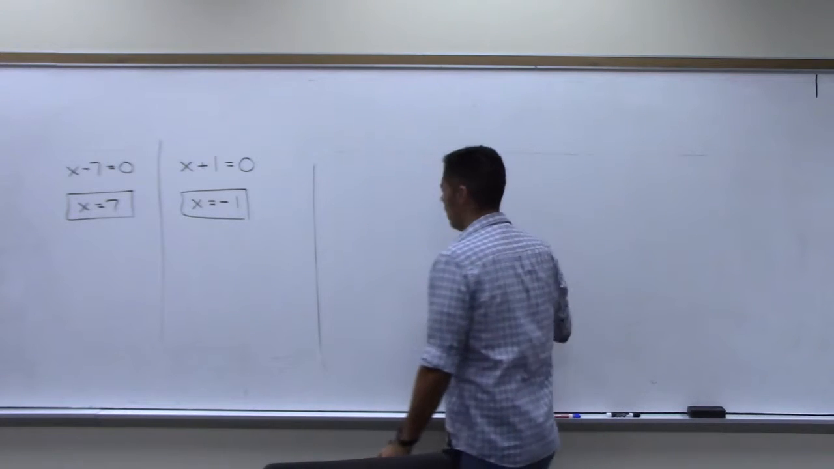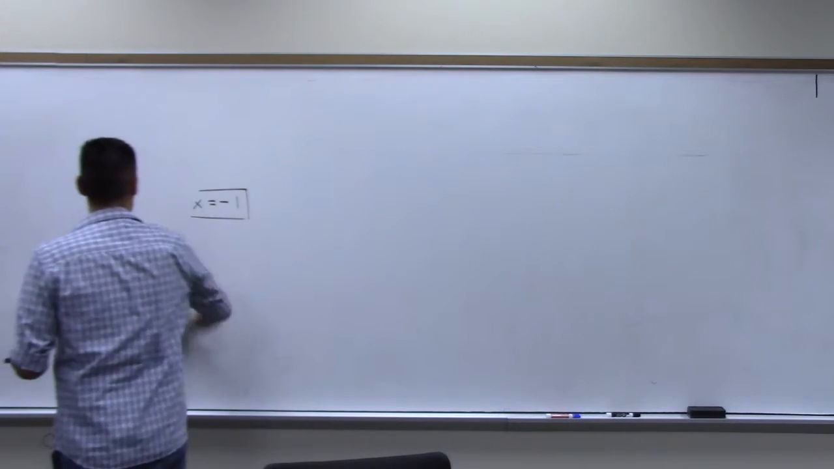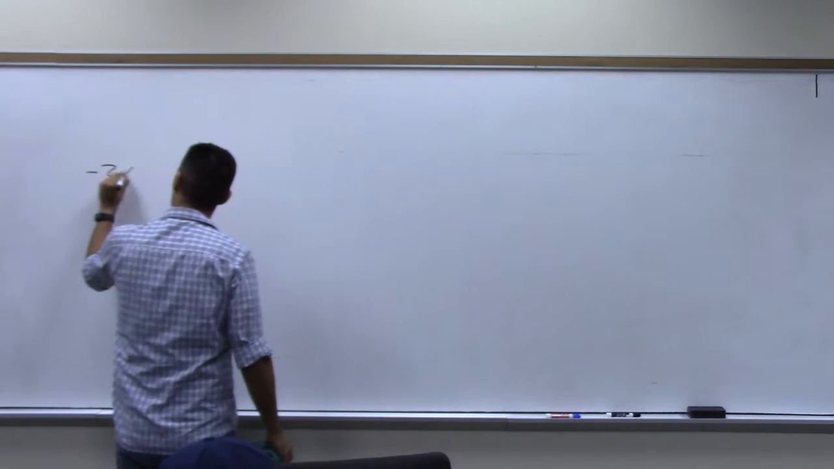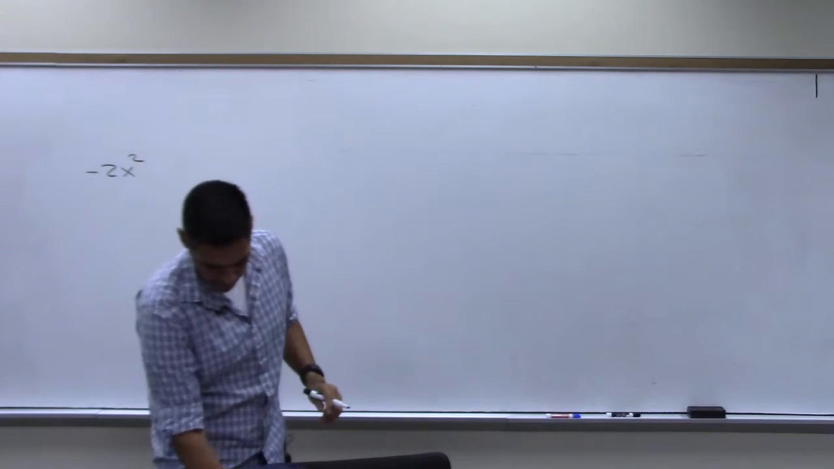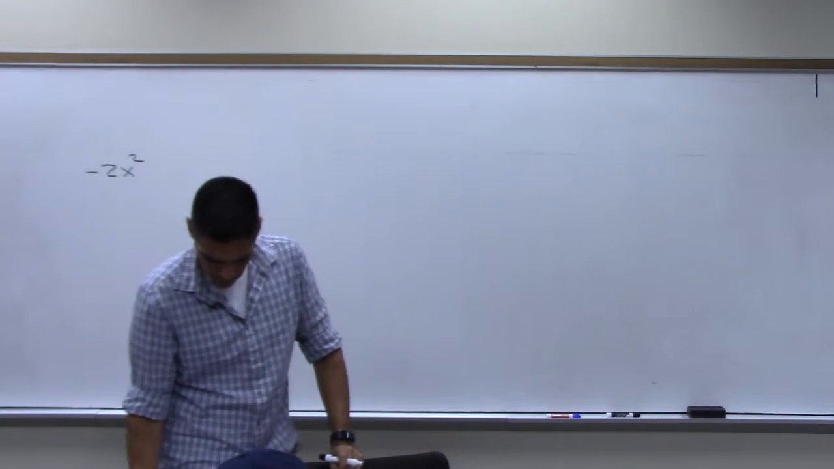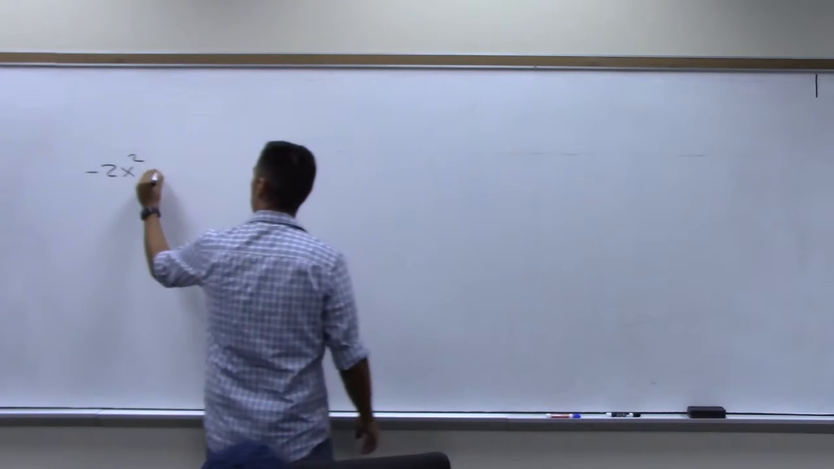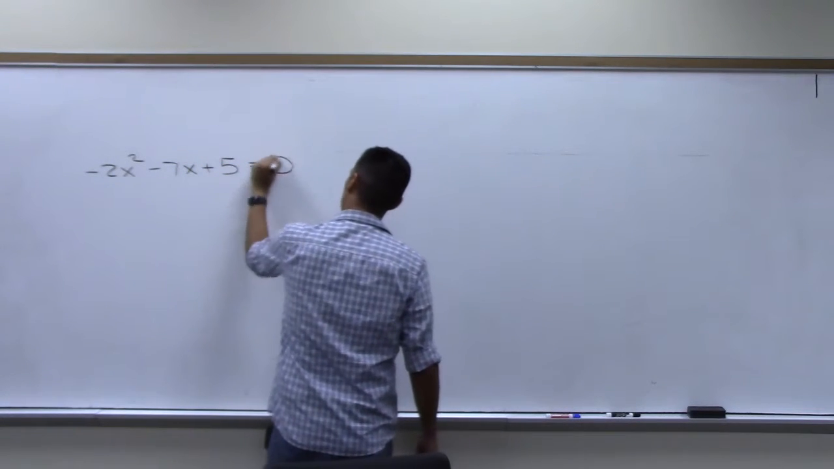What was the problem that you asked me at the beginning of class, number 18? Can you remind me of what it was? It was like negative 2x squared, I believe. Oh, sorry. Here, I've got it right here. Oh, maybe I don't. Minus 7x plus 5 equals 0.